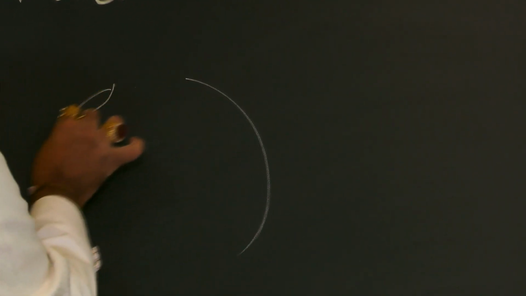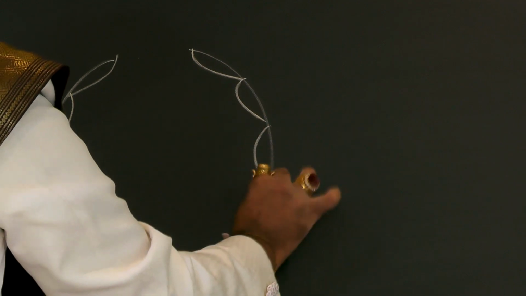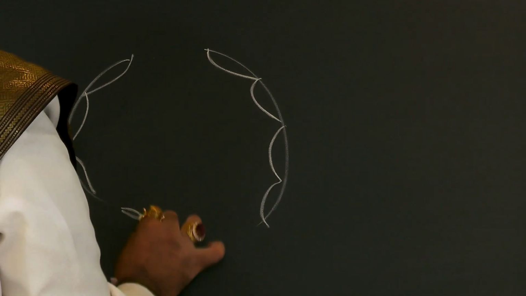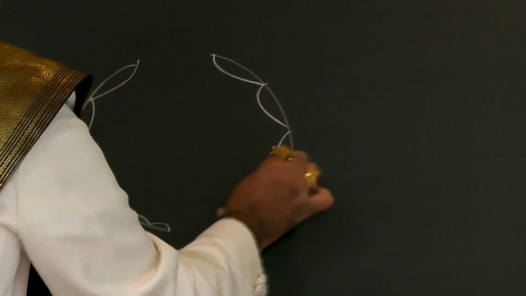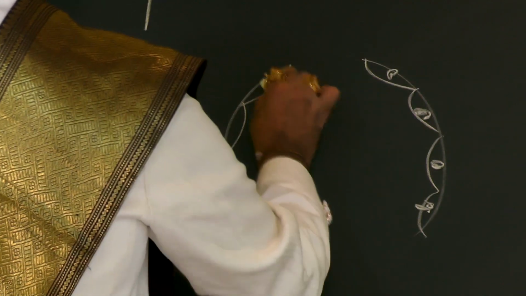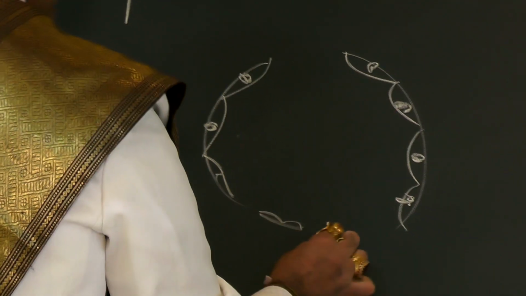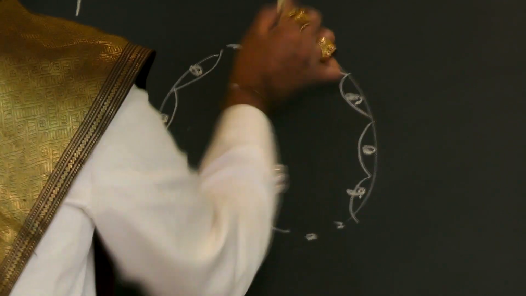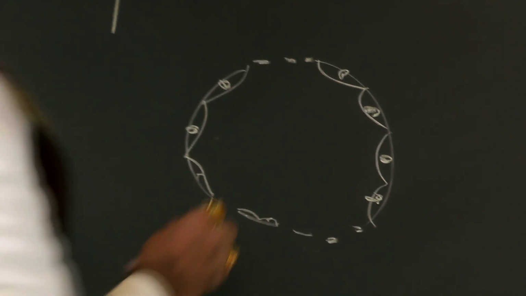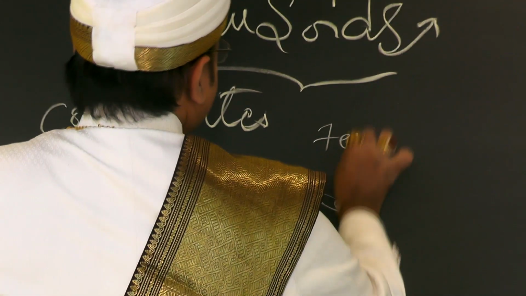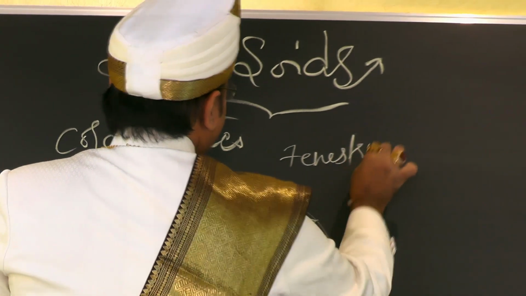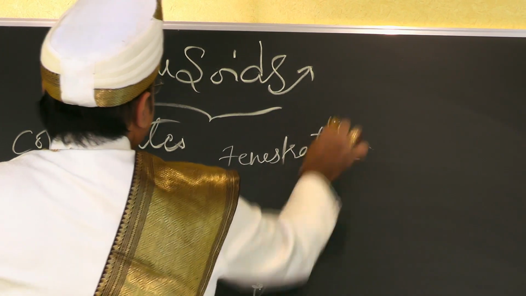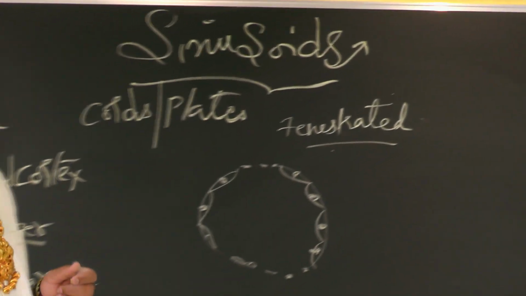Sometimes if you see the sinusoid, it is lined by endothelium, right? Here you can see the nucleus and you can see these cells. And here there are small fenestrations or small gaps. Such sinusoids are called fenestrated sinusoids.